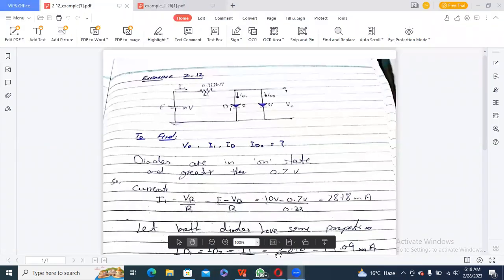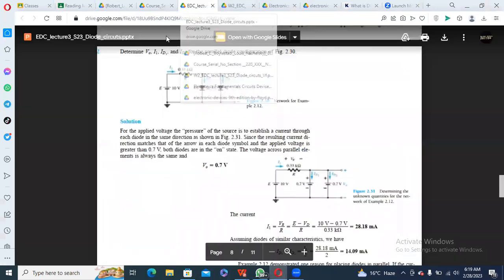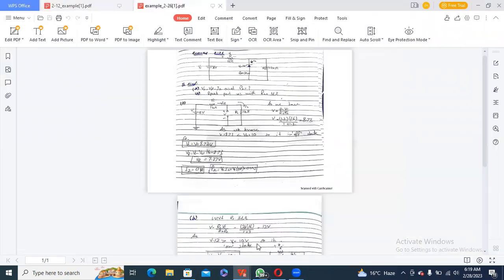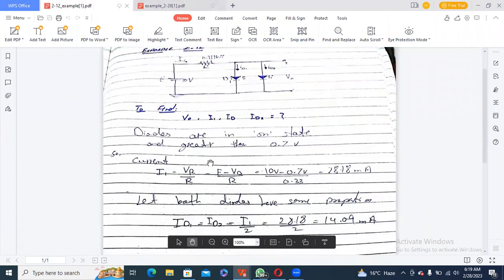For this we have example number 2.12, in which we have to find the voltage and currents for a parallel diode configuration. We have this one.